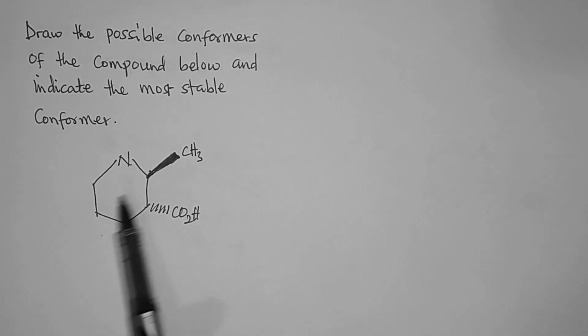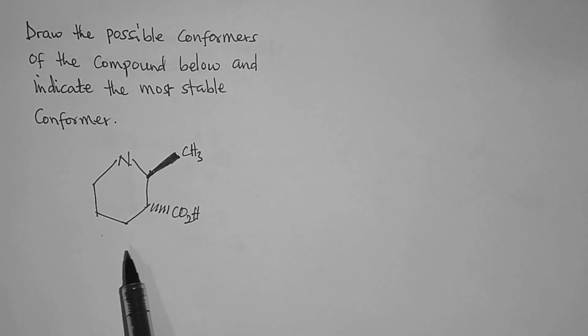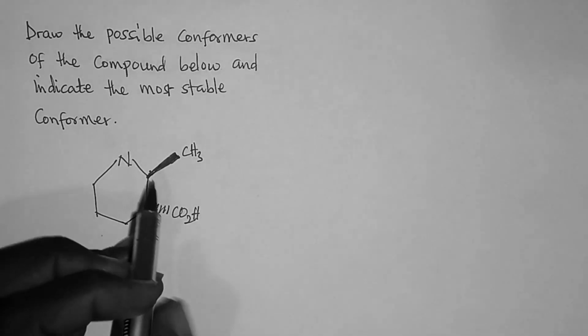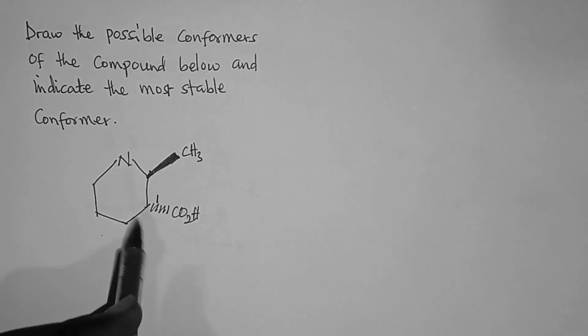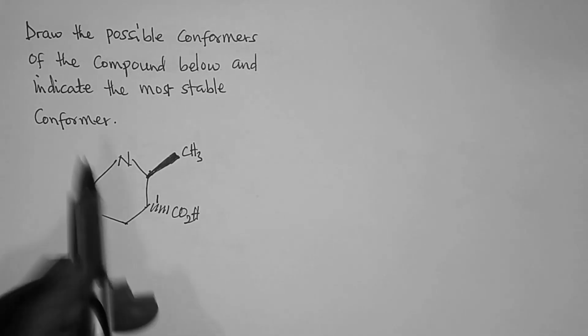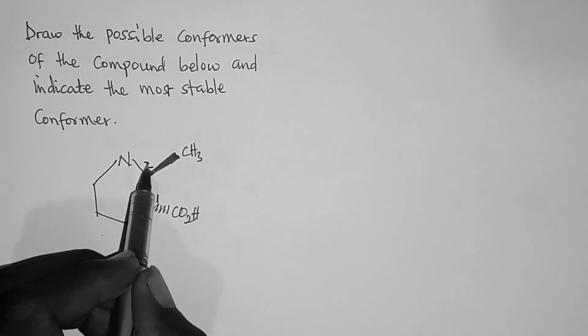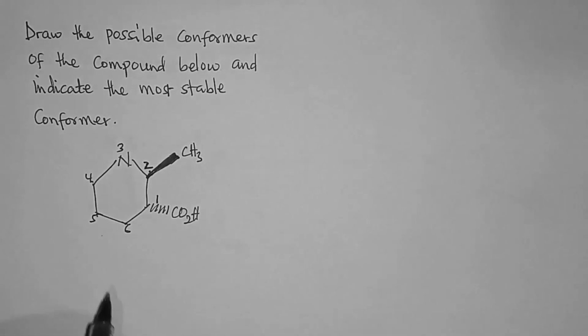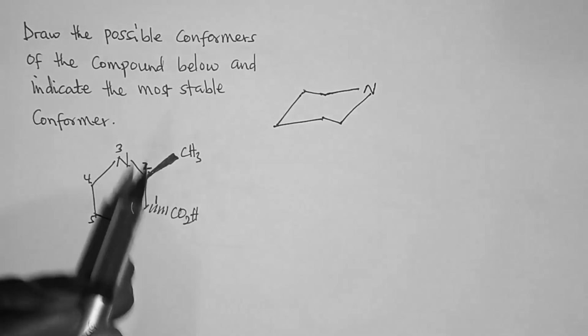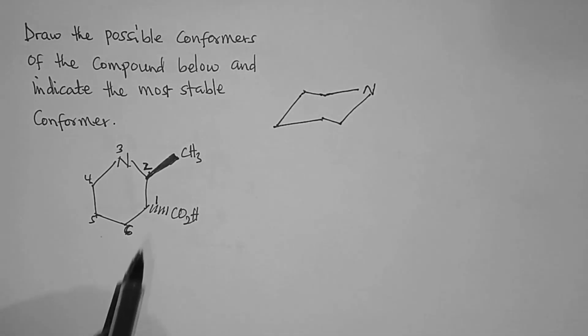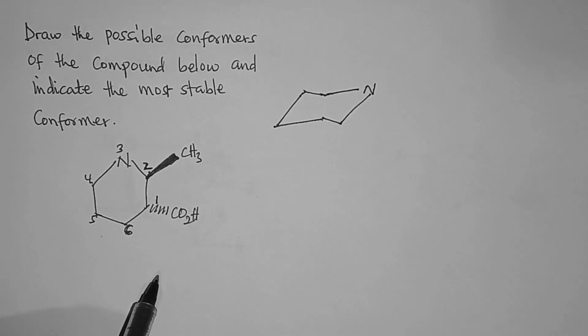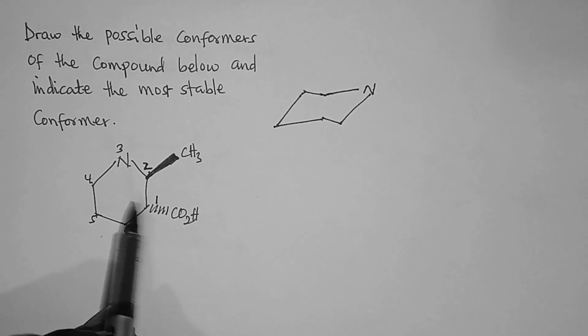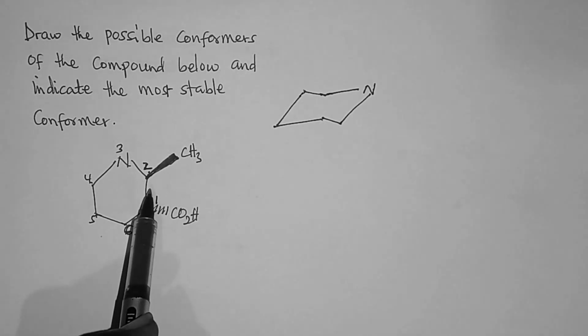Draw the possible conformers of the compound below and indicate the most stable conformer. So that means we are supposed to draw this compound in a chair form. If we were to label the carbons, so this is carbon number 1, carbon number 2, and this nitrogen will be 3, 4, 5, and 6. If this is carbon number 1, then this is carbon number 2, but they are in the trans position. So we need to draw the trans, and then in the trans position, it is either an AA or an EE.